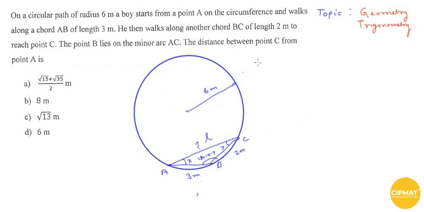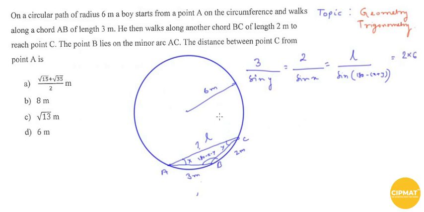So if we do this for this triangle, we have 3, that is AB, by the opposite angle, that is sine Y, equals 2 by the opposite angle, that is sine X, which equals L by sine of 180 minus (X plus Y). And this will be equal to 2 times the circumradius of the circle. What is the circumradius of this triangle? The circumradius of this triangle will be 6 meters. So this will be 2 into 6.